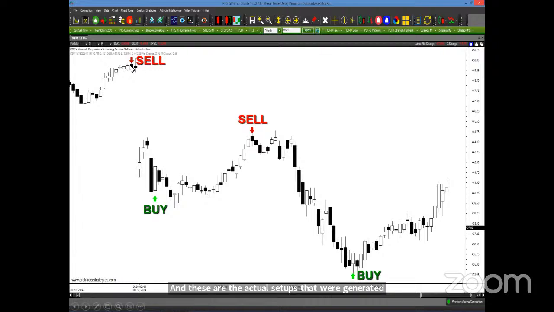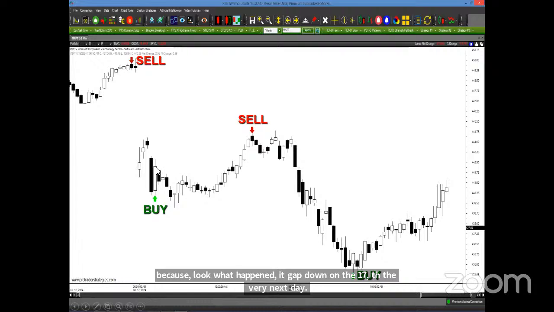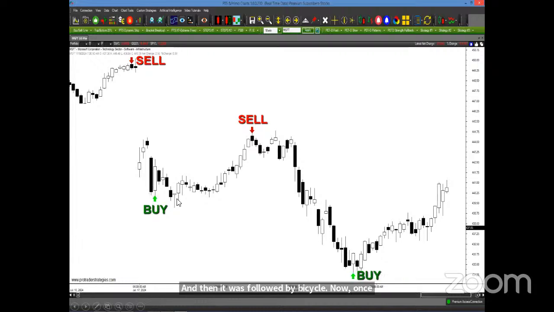On the close of the 16th, just one bar before the close, 10 minutes before the close, a sell signal was generated. If you wanted to hold that position overnight, that would have been a nice trade, because look what happened. It gapped down on the 17th, the very next day. And then it was followed by a buy signal. Now, once again, this wasn't the exact low. So most traders would say, well, if I'm using a tight stop, I most likely would have been stopped out. But we show you ways in which to get back in, okay?